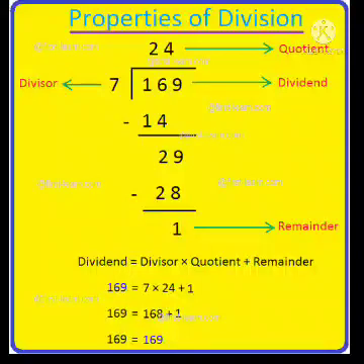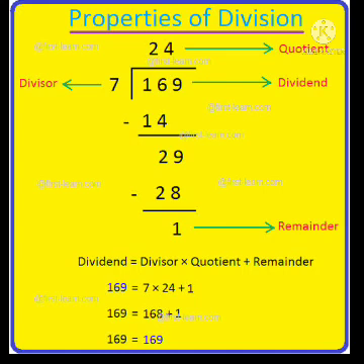Next, move on to division. Terms associated with division. First, dividend. The number to be divided is called the dividend. Divisor. The number by which we divide the dividend is called divisor. Quotient. The number that we get after the division is called the quotient. Remainder. The number which is left undivided is called remainder.